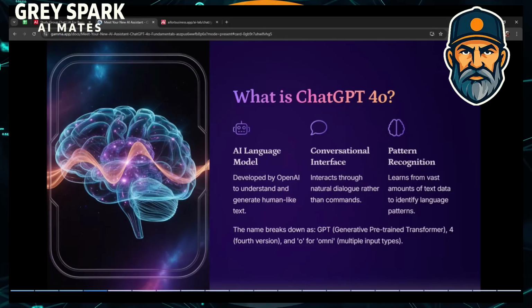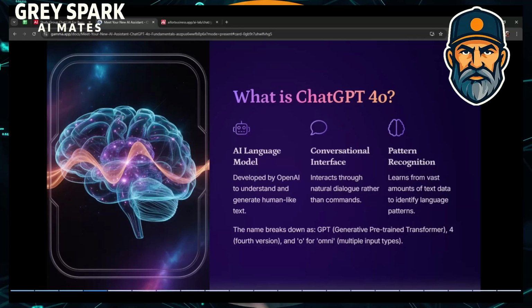So ChatGPT 4.0 is an artificial intelligence language model, or an LLM, developed by OpenAI. Let's break this down in practical terms. It's a computer program that is trained to understand and generate human-like text. That's human-like, not exactly human, but human-like text through conversation.